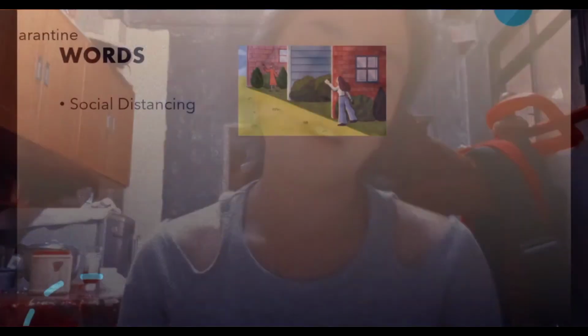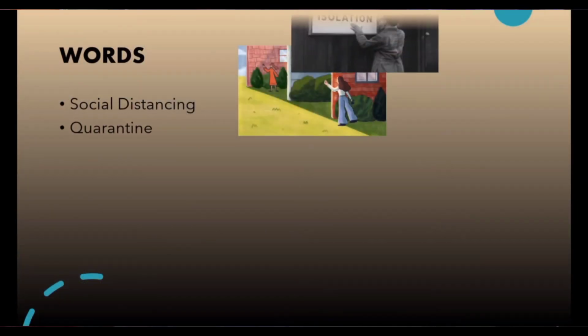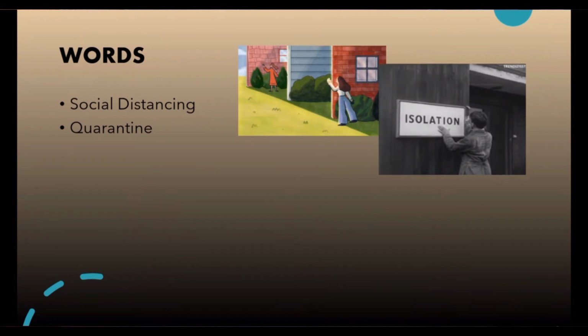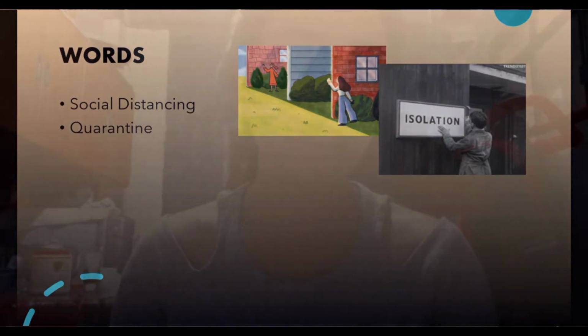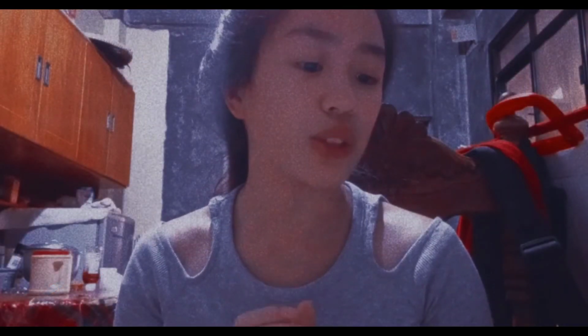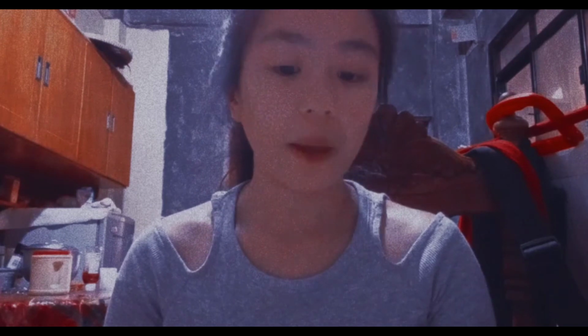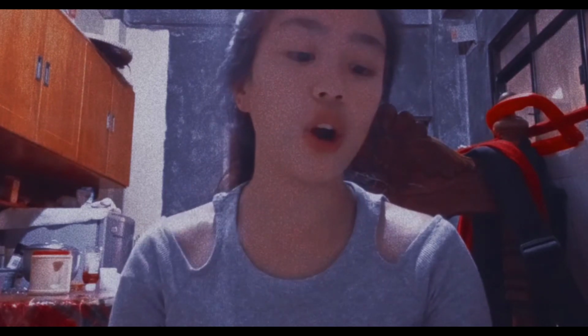We also have the word quarantine. It is for those who have been exposed to COVID-19 or those who recently traveled to a country or region with widespread transmission, or have been advised to self-quarantine for 14 days before going home to his or her family.